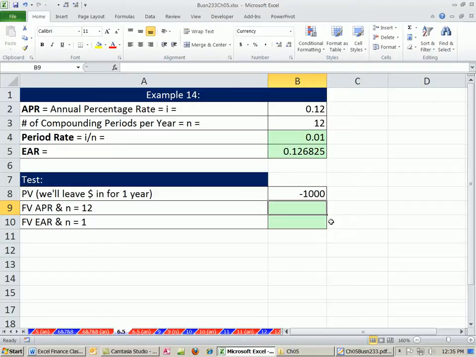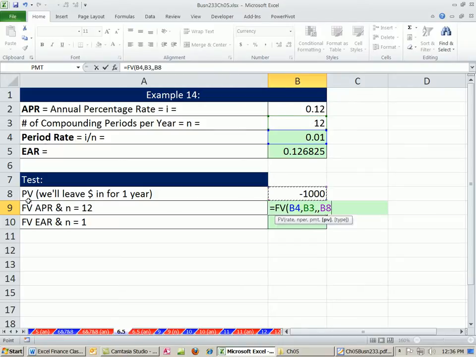Now, our goal here is I want to do future value with APR and N equals 12. So I'm going to go equals, and we'll use the future value function. So the rate, or our period rate, sorry, comma, our NPER, comma, and this present value. Here I just said we'll leave dollars in for 1 year. So the number of compounding periods will be 12, because there's 12 months in 1 year. All right, so there's our future value. We get $126.83.